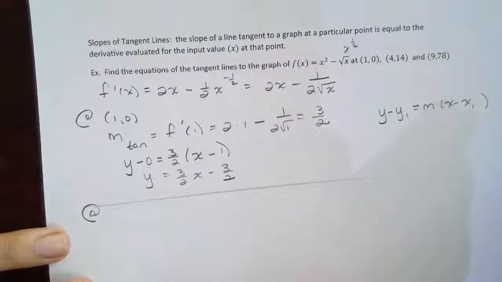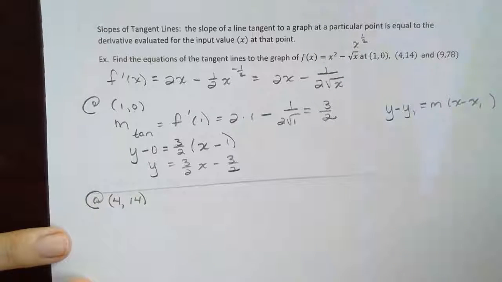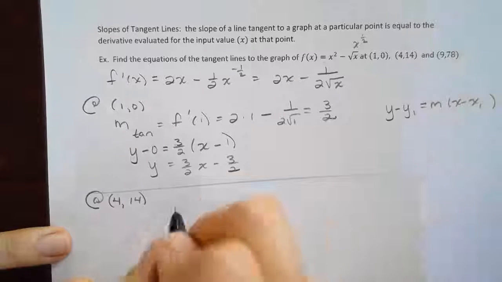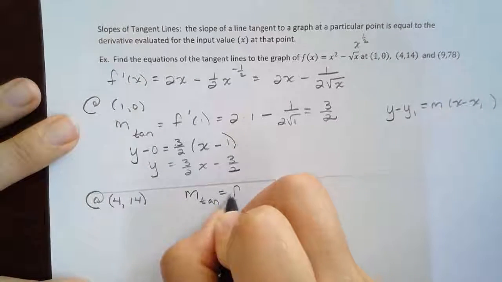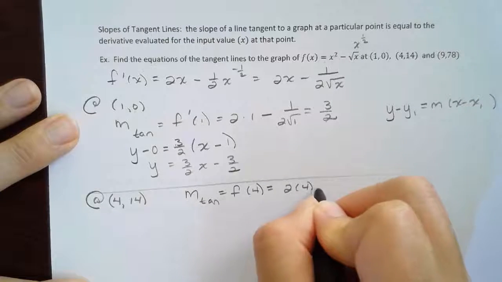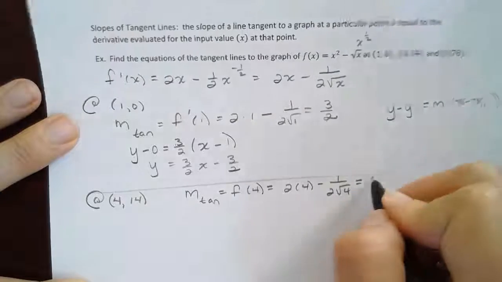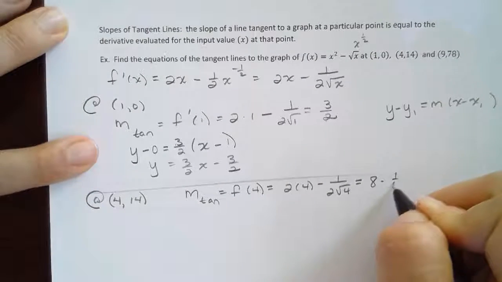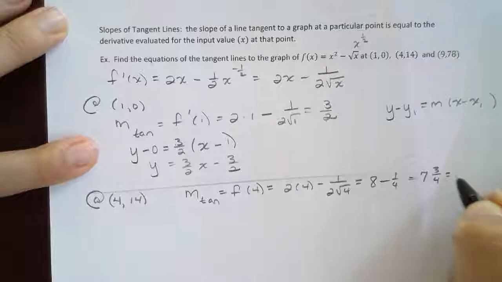Okay, second point is (4, 14). So at this point, because my curve is continuously changing, the slope is going to change. Our slope generator is our derivative, so the slope there for the tangent line will be f prime of 4, which is going to be 2 times 4 minus 1 over 2 times the square root of 4, which is going to be 8 minus 1/4, which is 7 3/4.